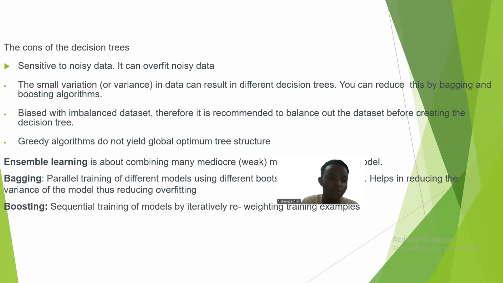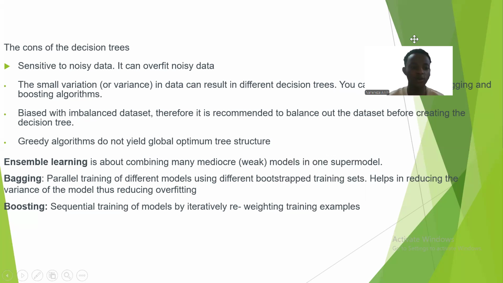The cons of decision trees: they are sensitive to noisy data. They can overfit noisy data. Then there is a greedy algorithm that doesn't yield optimum structure. Then ensemble learning is about combining many mediocre models in one supermodel.